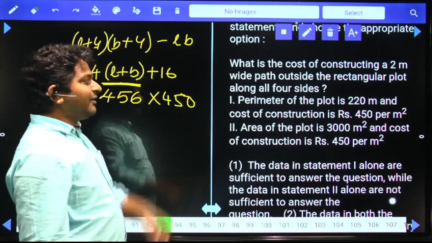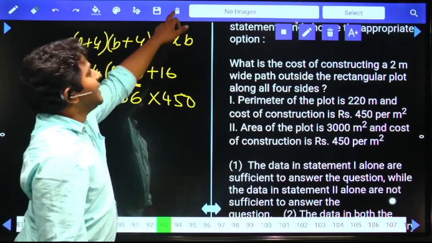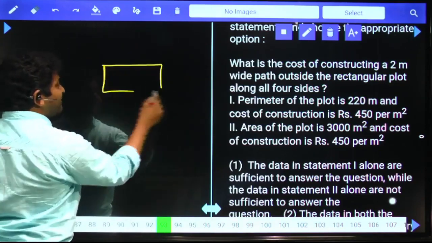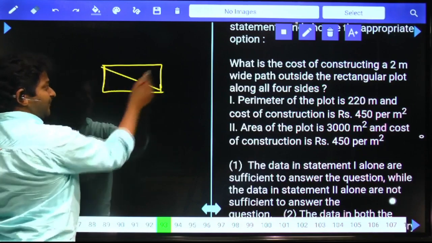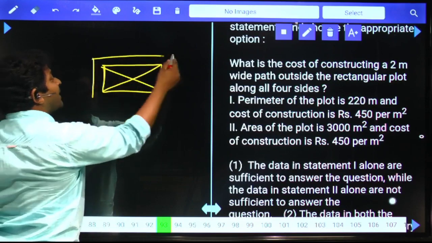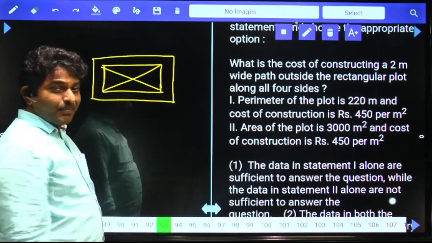Next, the area of the plot is 3,000 square meters and the cost of construction is 450. Here 3,000 square meters is the area of the plot. But our path area is constructed outside the rectangle.